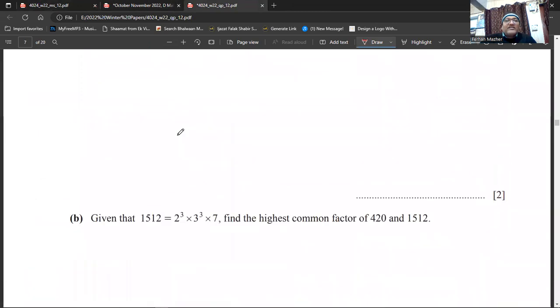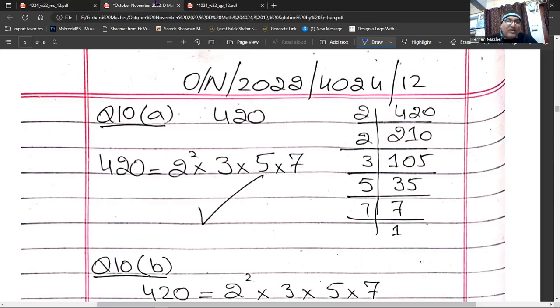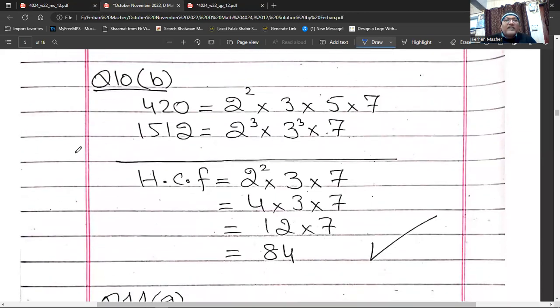Then question number 10 and its B part. They say, given that 1512 is equals to 2 cube into 3 cube into 7, find the highest common factor of the 420 and the 1512. Okay, so this is how you find the highest common factor, HCF. 420 is 2 square into 3 into 5 into 7. And 1512, that is 2 cube into 3 cube into 7.